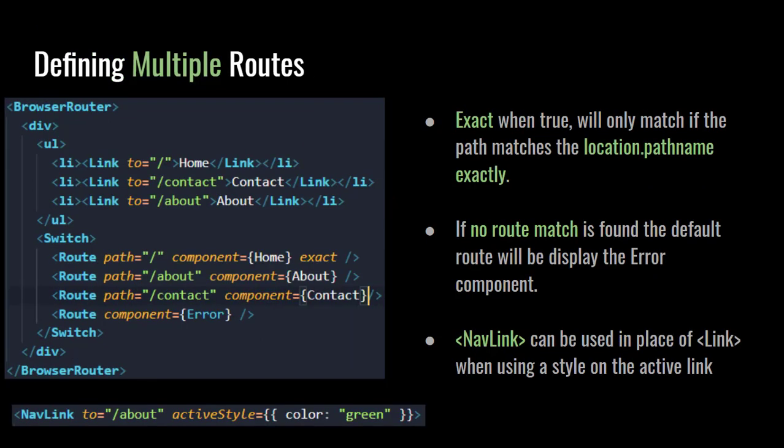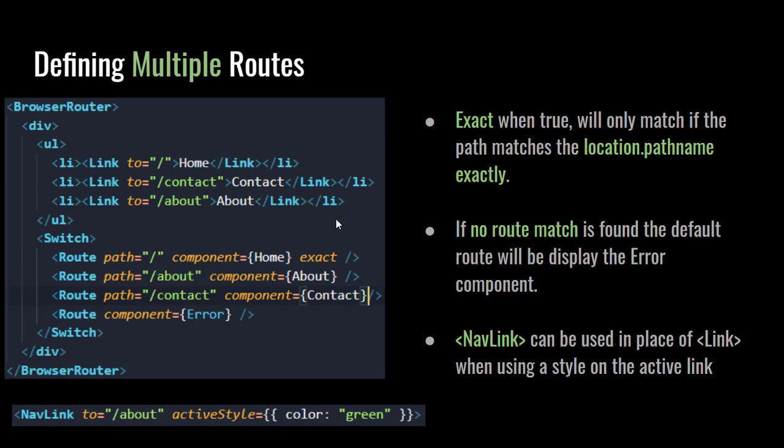So we have defining multiple routes. We've already done this, and this is where exact comes into play, because we need that exact. Without that exact, as we noticed, that home component will show. It'll also show any other components. So if you click contact, home and contact will show. This is not what we want. We also had an error component if no match is found. That's a good way. We didn't actually add that, so that would be the default.